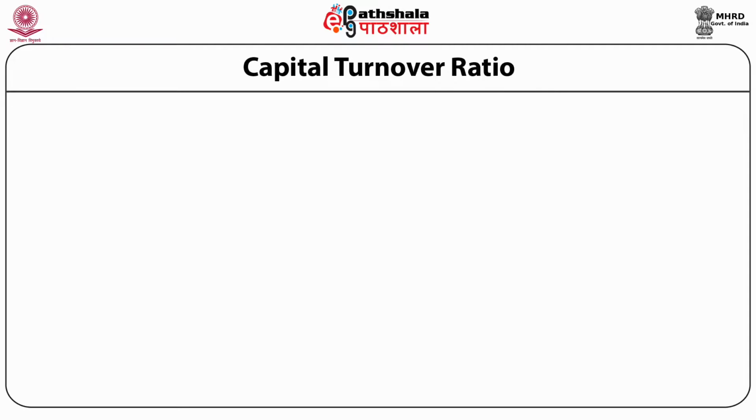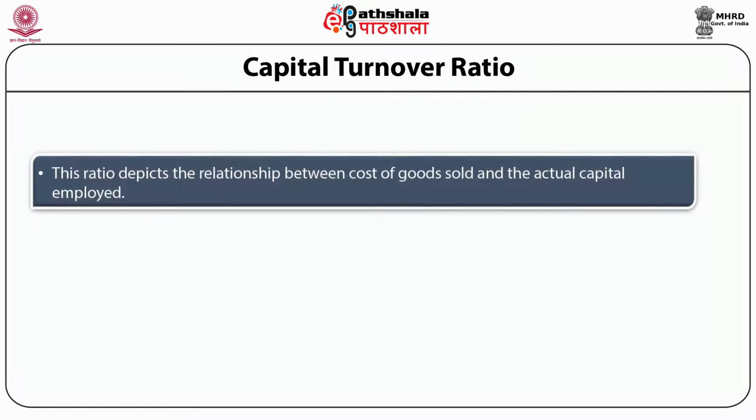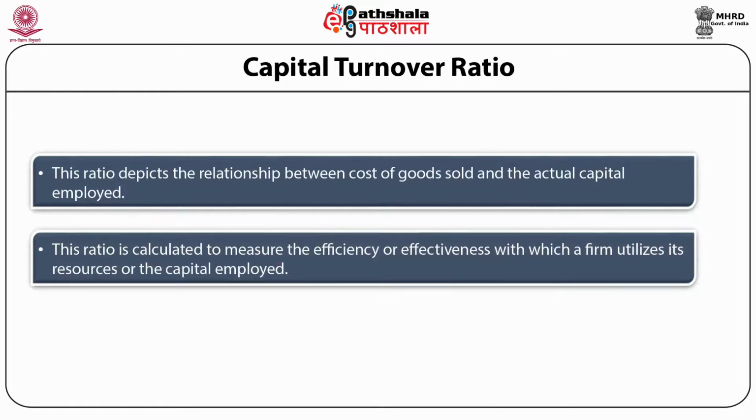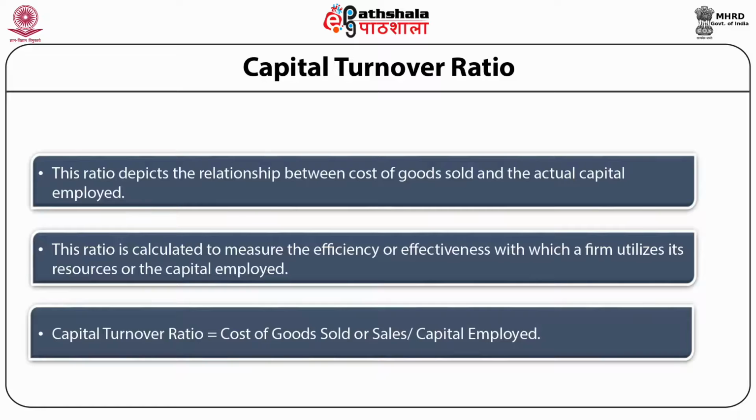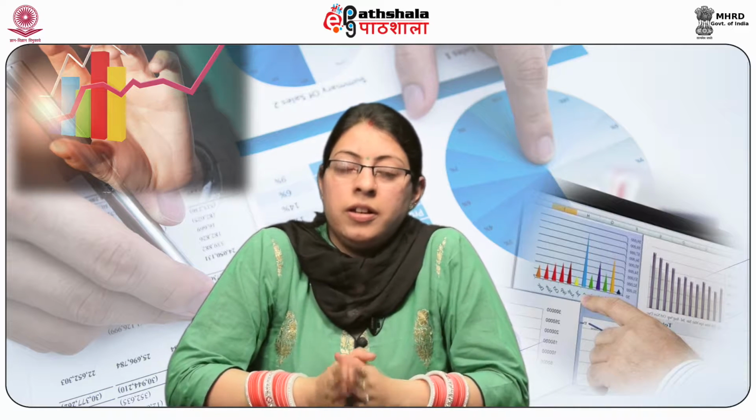Next ratio is capital turnover ratio. This ratio depicts the relationship between cost of goods sold and the actual capital employed. This ratio is calculated to measure the efficiency or effectiveness with which a firm utilizes its resources or the capital employed. Capital turnover ratio is calculated using the formula as given below, that is cost of goods sold or sales divided by capital employed. Quick revision.